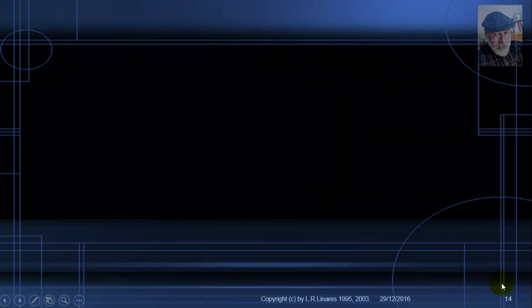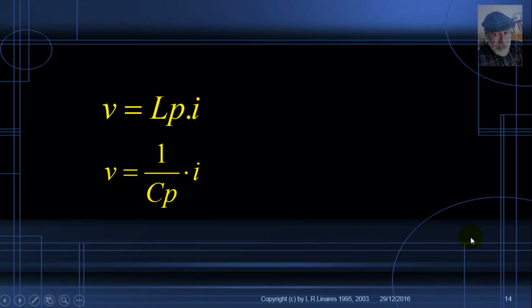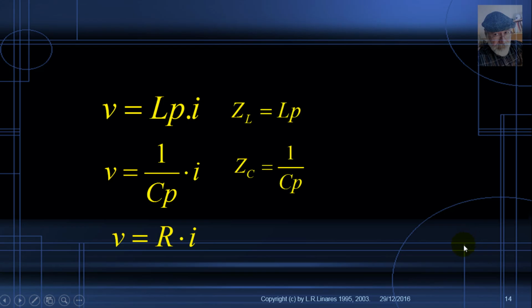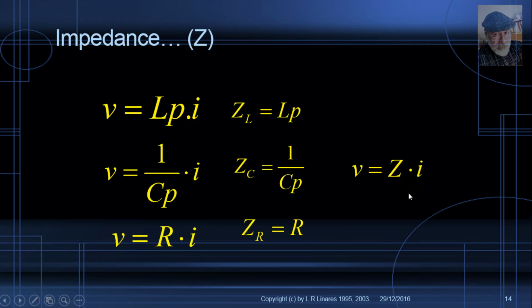Before we get into tutorial time, let's review the essence of what we've said. For an inductor, V is L p i. For a capacitor, V is 1 over C p times i. For a resistor, V is R i. In any of those cases, if we call L p, 1 over C p, and R impedances, then V is Z i, and that is what we've called the general Ohm's law.